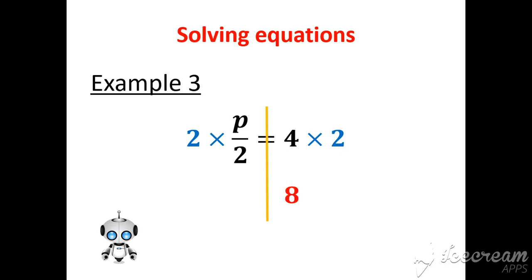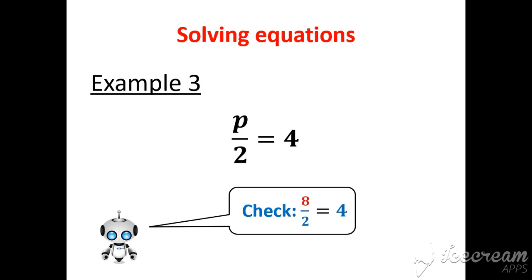On the right-hand side, 4 times 2 is 8. And on the left, a times 2 and a divide by 2 cancel to 1. So we're left with 1p. So just remember, 2 divided by 2 is 1. So we're left with just a p, and p is equal to the number 8. Quick check, 8 divided by 2 does indeed give 4. So we know p has to be equal to 8.